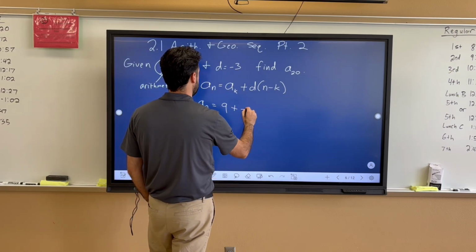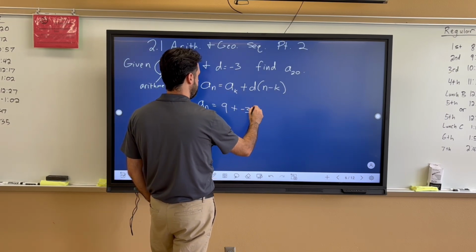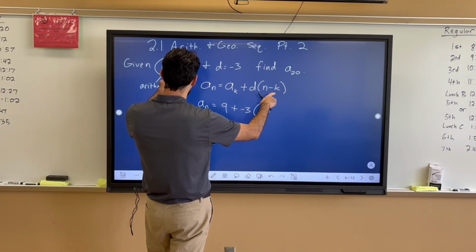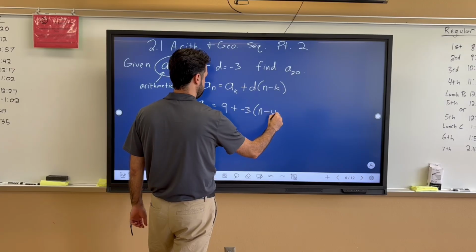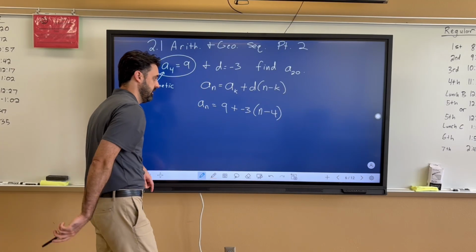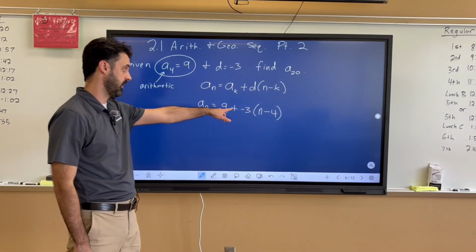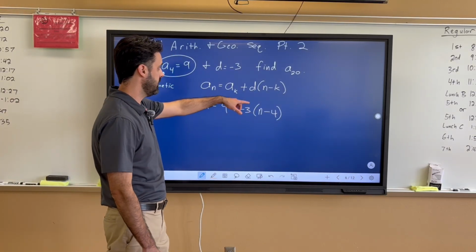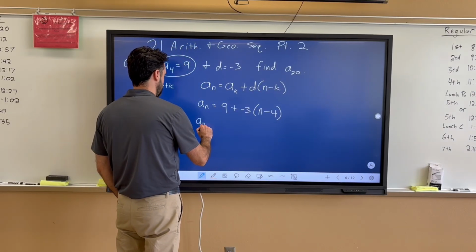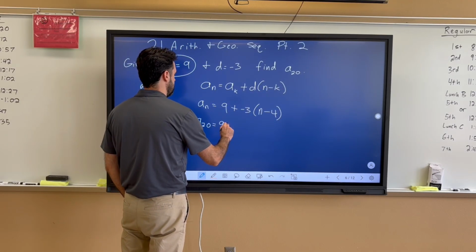but we're told that d is -3, or you can make it a -3. And then we've got our n minus k. K, we went with the fourth term, so k is just 4. Now be careful, you can't subtract the 3 from the 9 because the 3 is being multiplied here. What we are going to do is plug in that 20 for n. And so that'll give us the 20th term if we just plug that number in and then solve.